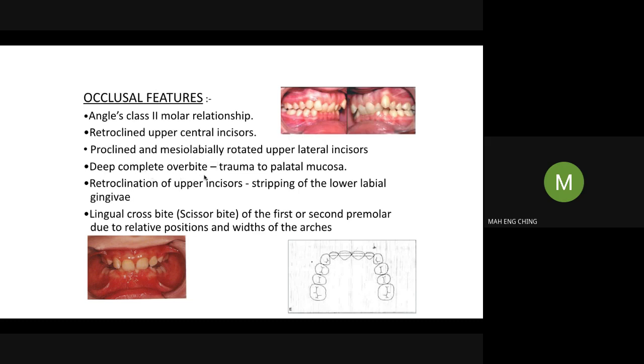Then deep and complete overbite. So this one patient, because of retroclination of the upper and lower incisors, then they have a deep overbite, and it can be due to the forward rotation or forward growth of the mandible, causing the deep complete overbite. So sometimes the bite is too deep, it can be traumatic.